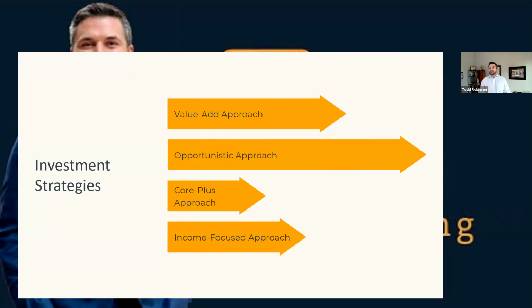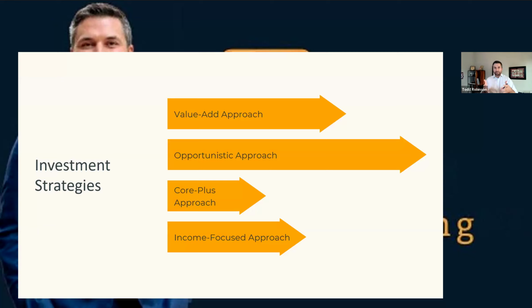Investment strategies, so value add approach, opportunistic approach, core plus, and income focused approach. There's a lot of people on this call. I know some of my colleagues and clients are very familiar with all of these types of approaches. But if you're just getting into real estate, you're going to want to know these terms. You're going to want to understand what a value add deal is, right? What's an opportunistic transaction? What's a core plus?